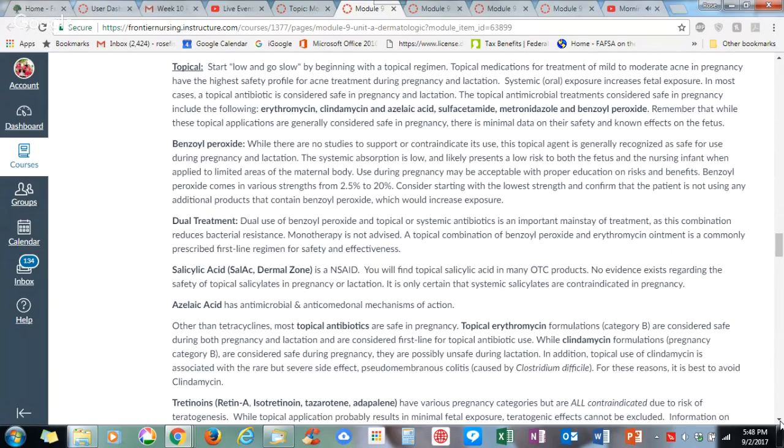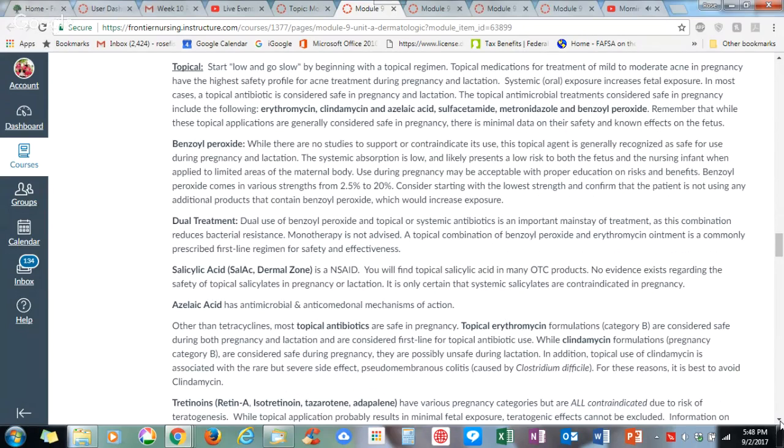Salicylic acid, such as Sal-Ac dermal zone, is an NSAID. You will find topical salicylic acid in many OTC products. No evidence exists regarding the safety of topical salicylates in pregnancy or lactation. It is only certain that systemic salicylates are contraindicated in pregnancy.